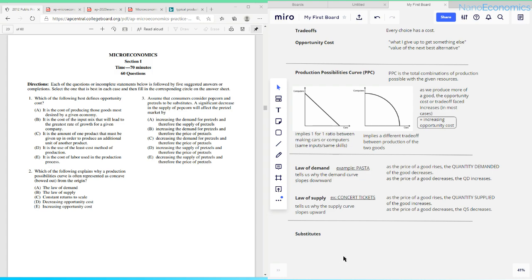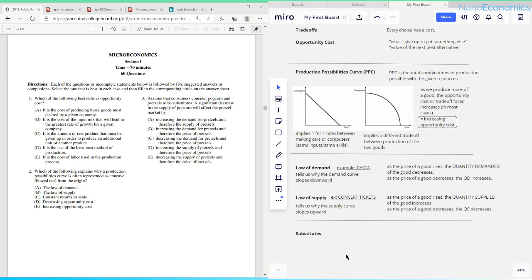So today, what I wanted to do and what we discussed is trade-offs and opportunity cost, working backwards from a multiple choice question that you're likely to see, and talking more about the real world that you'd see outside of the classroom where you're going to get that multiple choice question.